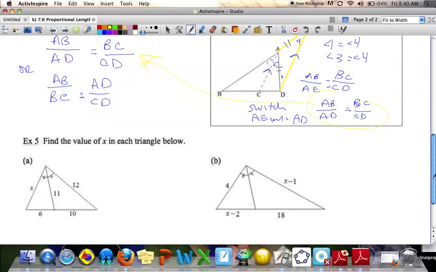Okay, so for practice, right now, I want you to do 5A and 5B, and we'll go over the answers next class. Actually, I think I'll set up A. So notice that these angles are congruent, so that would mean that X would be to 6 as 12 would be to 10. And you can solve that. And I'll let you finish all of B and all of A.